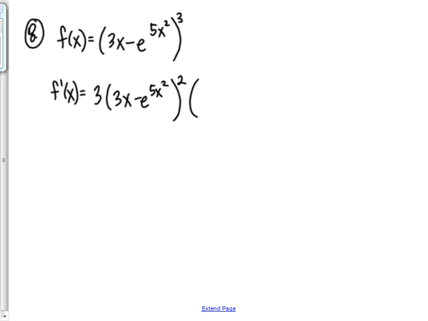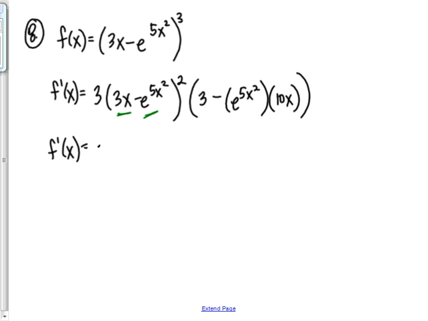Now, the part that everybody forgets in the chain rule is this times the derivative of the inside. So let's take the derivative of the inside. What's the derivative of 3x? It's 3. Okay. And then let's take the derivative of this one, e to the 5x squared. So copy it down and multiply it by the derivative of the exponent, which would be 10x. All right, so let's do a little bit of cleaning up here. I'm not going to touch the front. But here I would have 3 minus 10x e to the 5x squared.